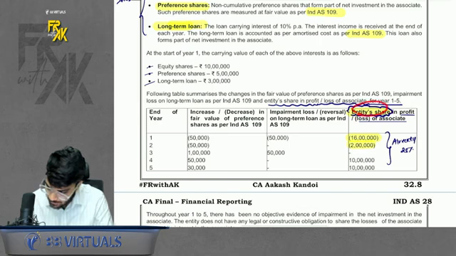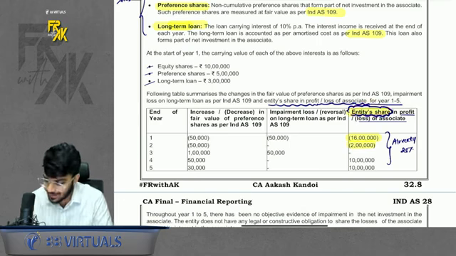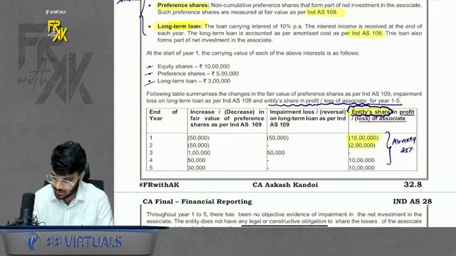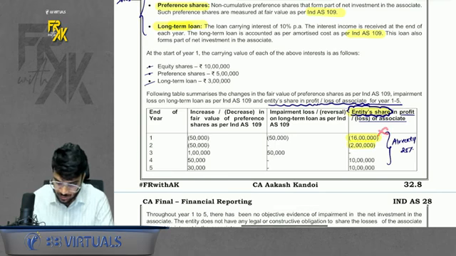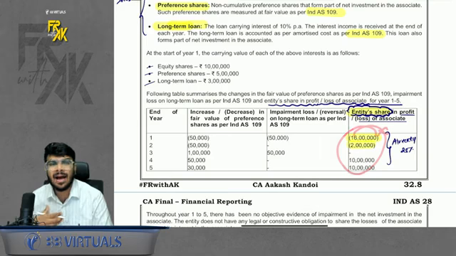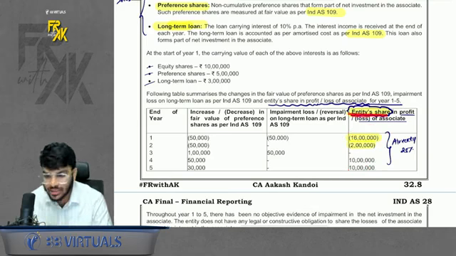In the last column, one important phrase is there: entity share of profit loss in associate. Normally, when the associate earns a loss, we multiply by our own share. This loss is already our own share of loss. How do you come to know? The phrase entity share is used.